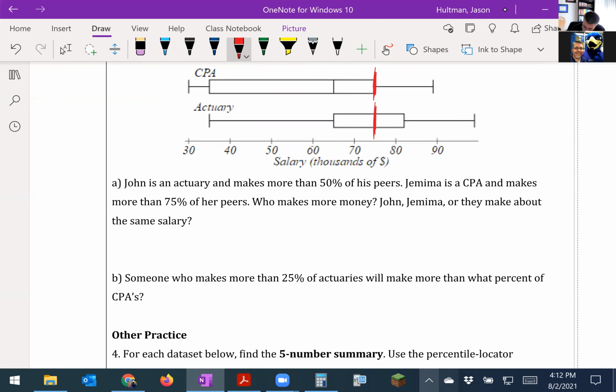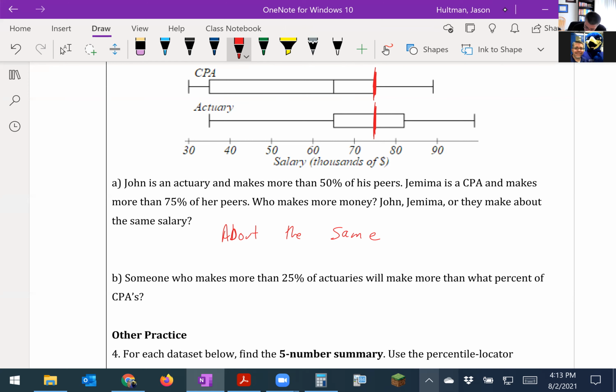So the actuary here, John, is the 50th percentile. The CPA is 70, so I'm going to say they make about the same. About the same.